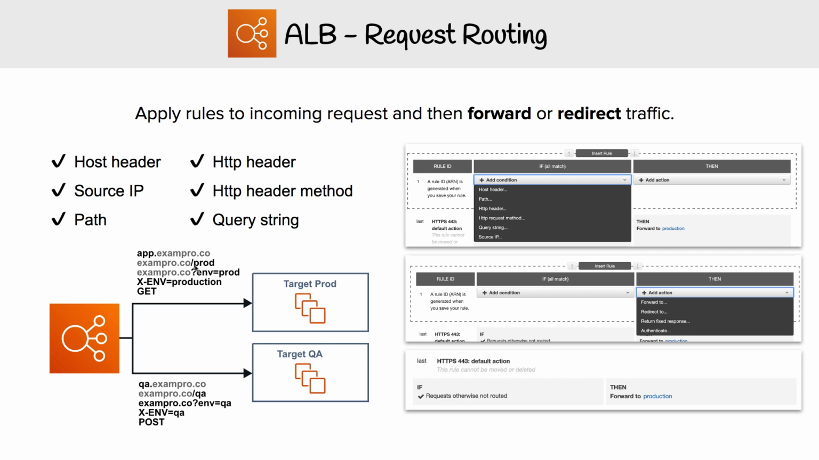You could also do it on the path. So you could have /prod and /QA, and that would route to the respective target groups. You could do it as a query string. You could do it by looking at an HTTP header, or you could say all the GET methods go to prod. I don't know why you'd want to do this, but you could. And then all the POST methods would go to QA. So that is request routing in a nutshell.